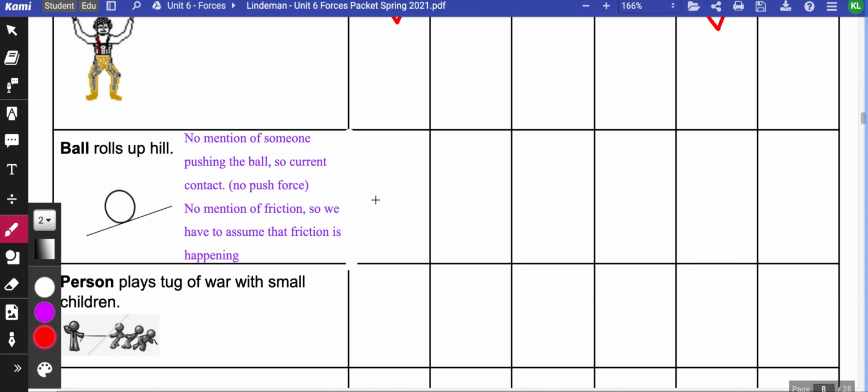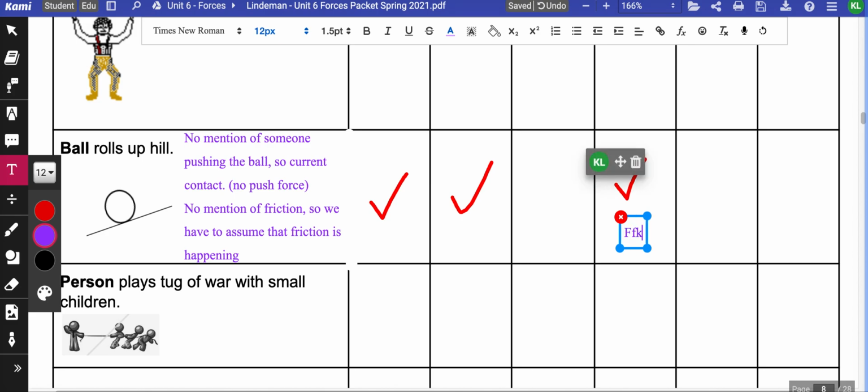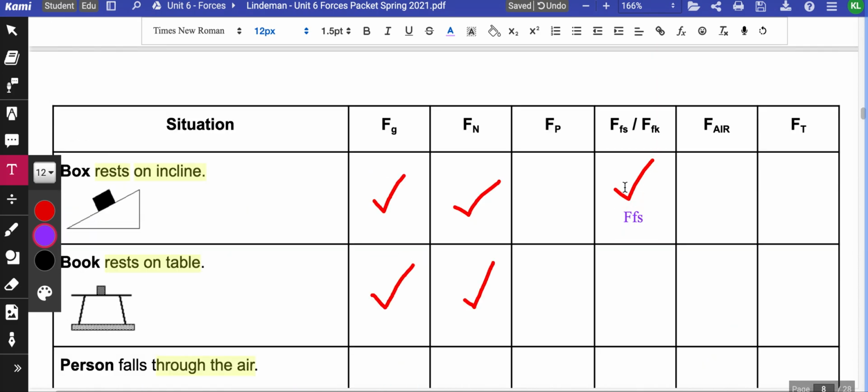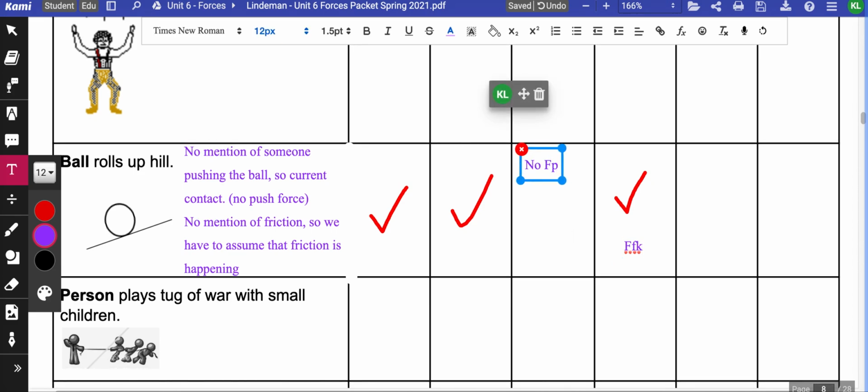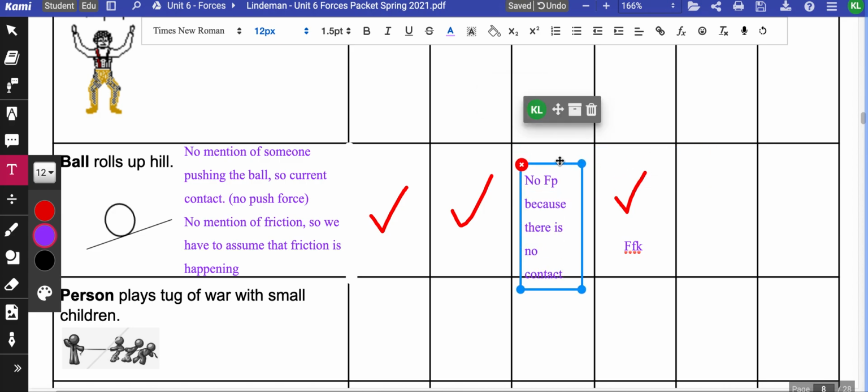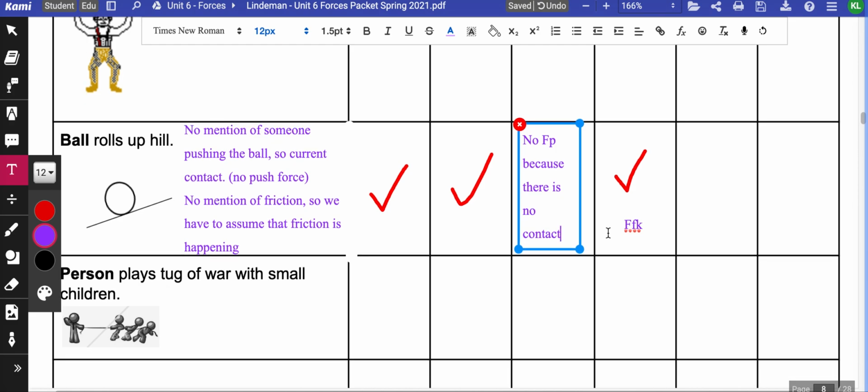So we have gravity because we're on planet Earth, normal force because the ball is resting on an object. Even though it is in motion, the mass of the ball is still being supported by the hill. And we also have a friction force, FFK. Again, we do not have a push force because there is no contact. Just to make sure that is very clear, no push force because there is no contact.